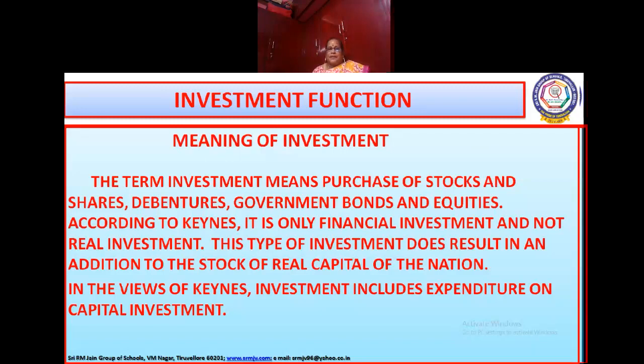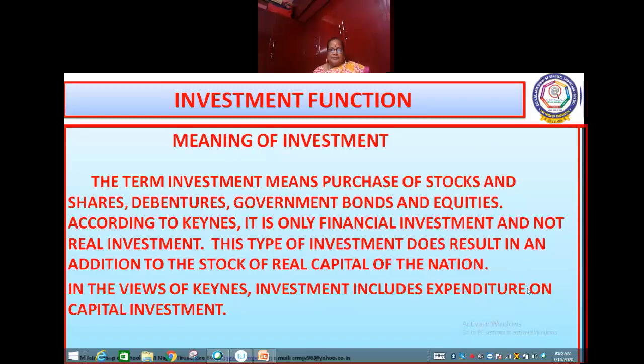Meaning of investment. The term investment means purchase of stock and shares, debentures. What do you mean by debentures? I think already you would have studied about this particular word in accountancy. Anyhow, I'll tell you the meaning for this. Debentures is nothing but a type of instrument or debt which is not backed by collateral, and it has a term greater than 10 years. Clear? Then government bonds and equities.